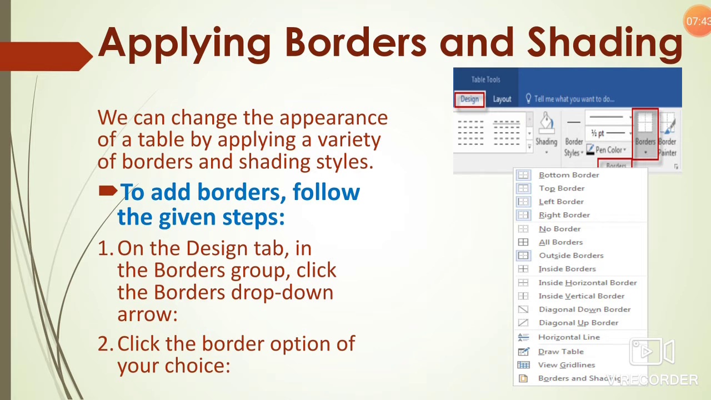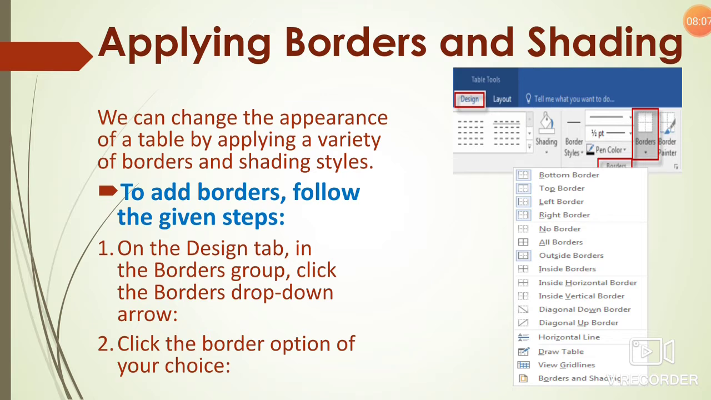Again I am telling you, first select the table on which you want to apply the border, then the design tab. Then in the border group, select the border option. When you click on this border option, a drop down menu will appear in which so many border options will be there. Select the border according to your choice, then that border will be applied on your table. I hope all of you understood.